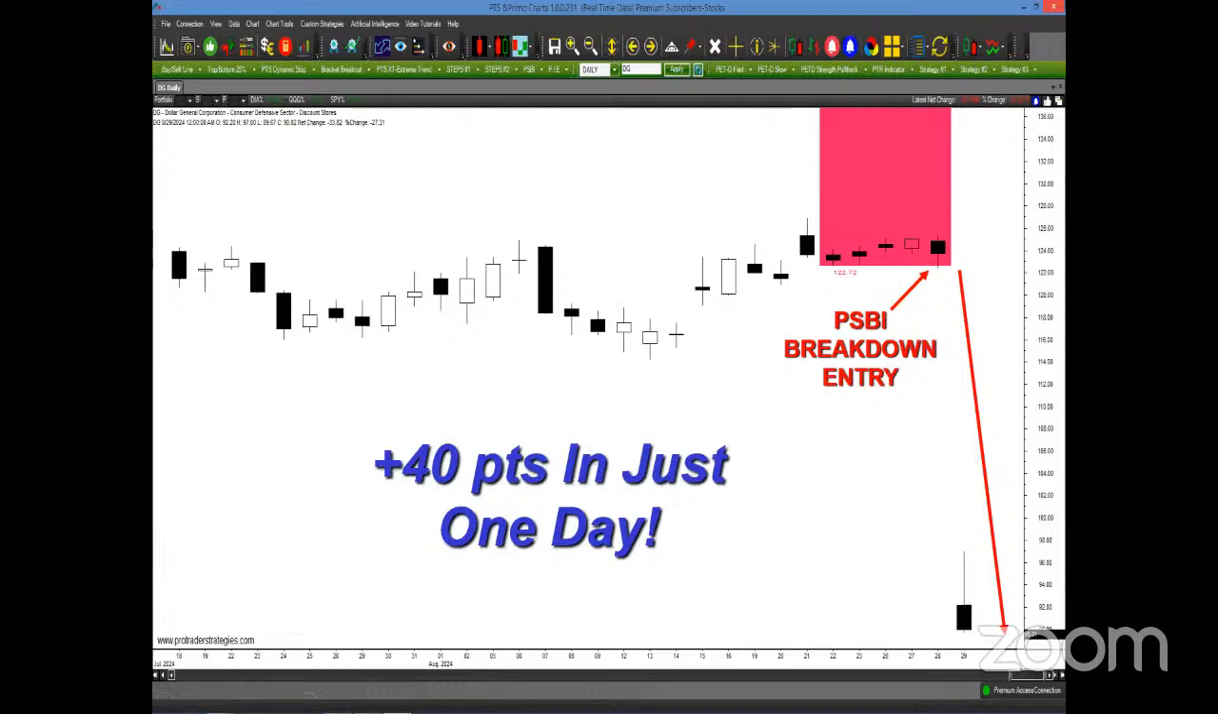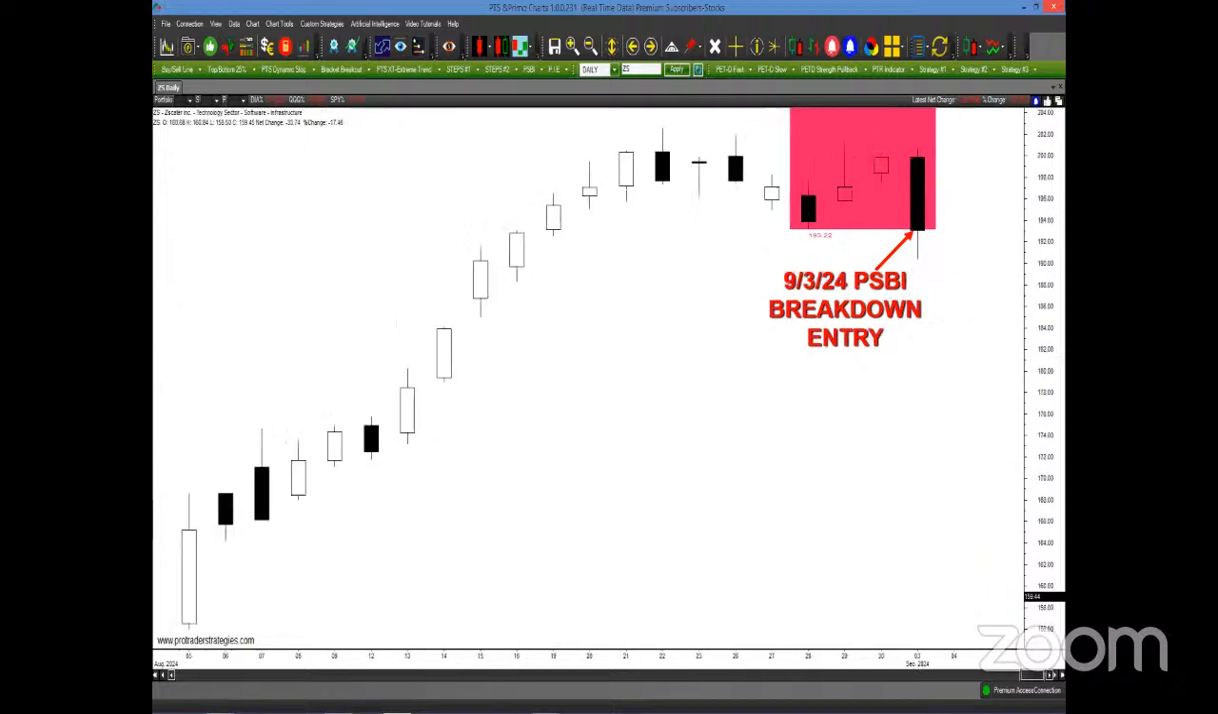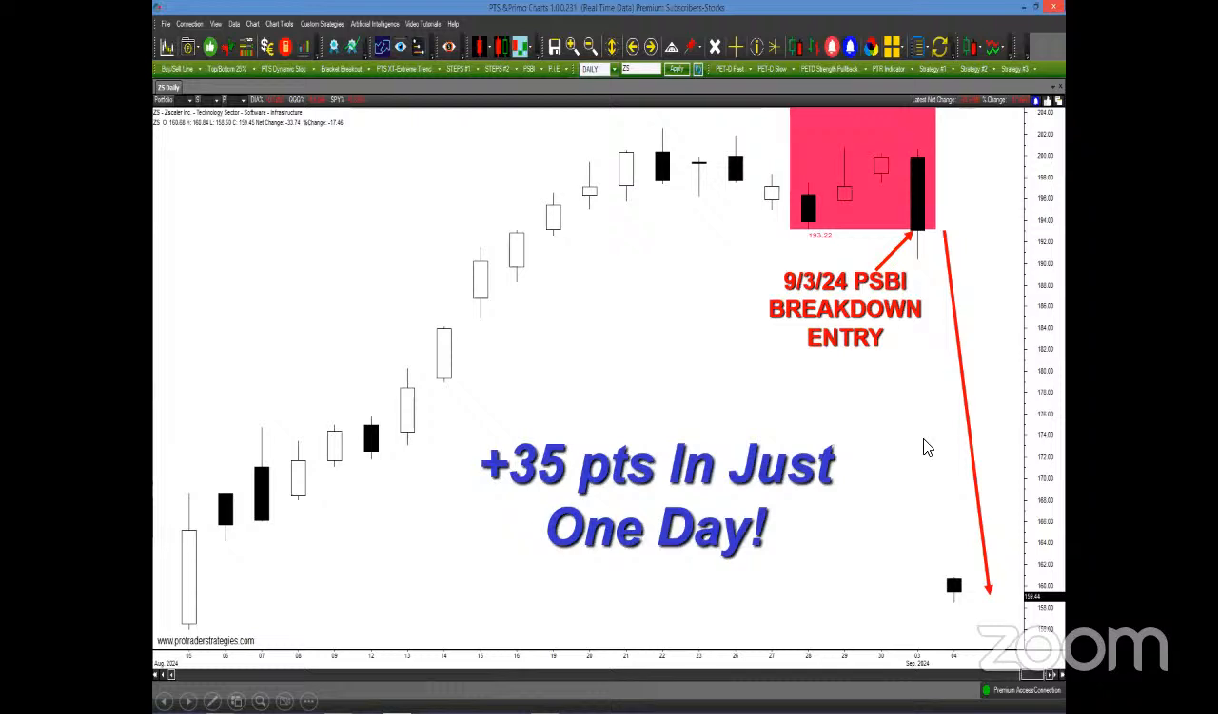Now, if you're still not convinced, let me share with you something that happened today. This was in ZS, okay? Now, yesterday, the PSBI generated a red sell block right here. You would have entered on the 3rd, which was yesterday, because it traded below. Now, once again, if you were long this stock, you would have had a nice profit. You could have exited because look what happened today. 35-point drop in just one day. Now, for all I know, it's even lower. I took this just before today's presentation.